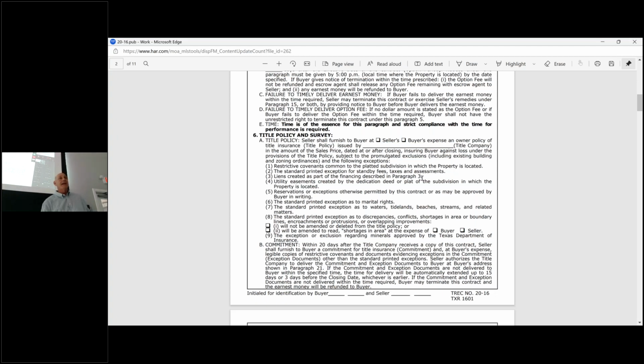As long as the title company thinks it's valid. And I have seen title companies accept surveys that were 20 years old. 15 years? Yeah. So there's no hard and fast rule, and it's really going to depend on the nature of the property.